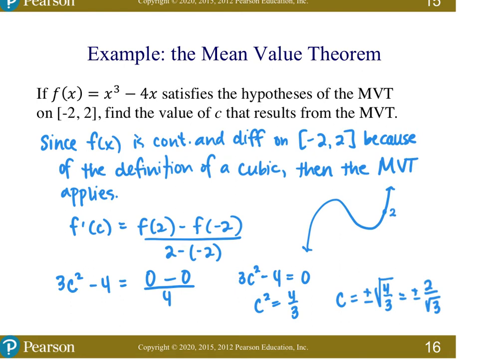Okay, we've got 2 here. We have -2. That's on the x-axis. So this parallel line connecting those two has a horizontal slope, an average rate of change of 0. And then at 2 over rad 3 and -2 over rad 3, we also have an instantaneous rate of change that is the same as the mean rate of change.